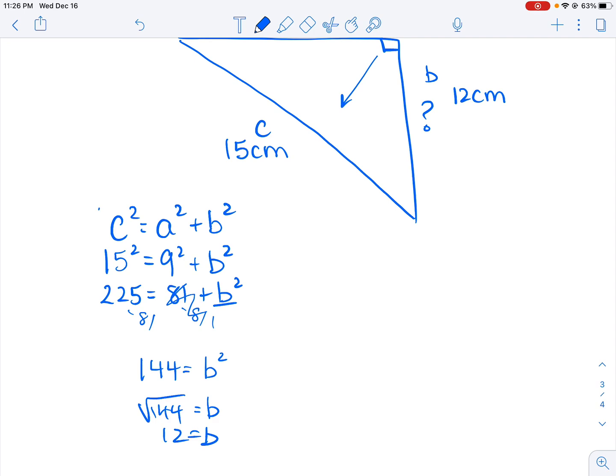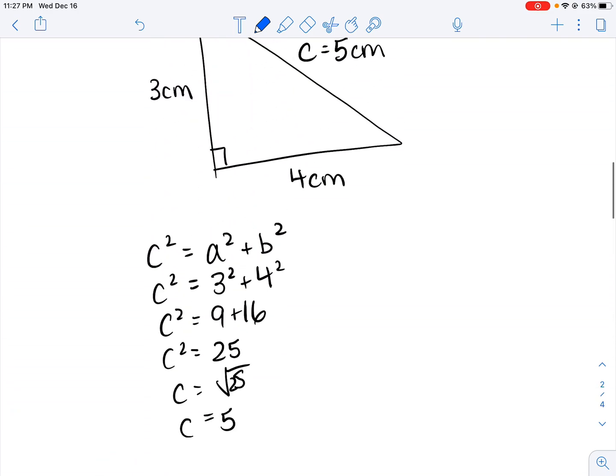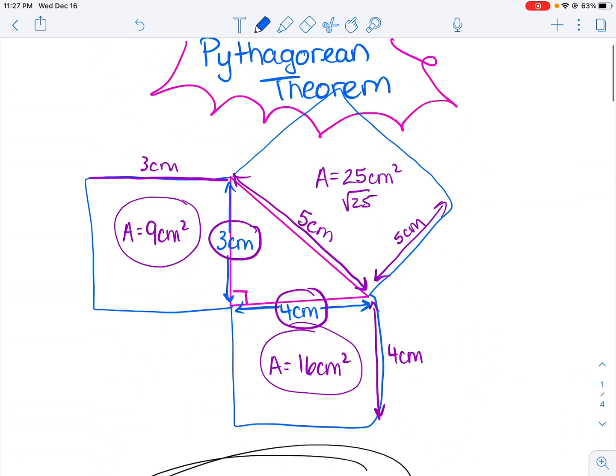So really what we did was we just rearranged the Pythagorean theorem to be C squared minus A squared equals B squared. You can totally do that. Cool. And just always keep in mind, like it's a double check, this side should be your longest side. So the fact that we got 12 is a good sign because it's less than 15. So that's always good. All right, so that was a super fast video on how to do Pythagorean theorem.